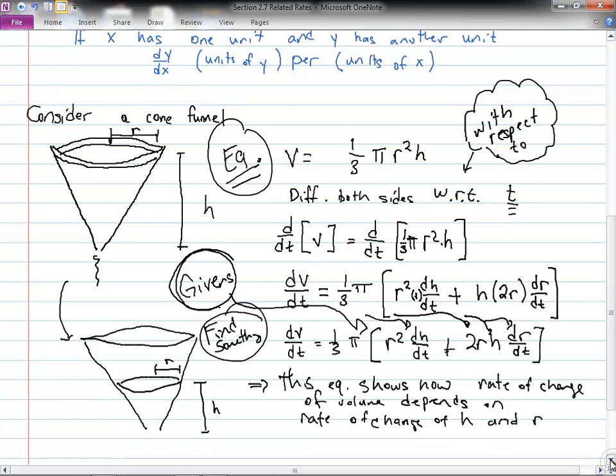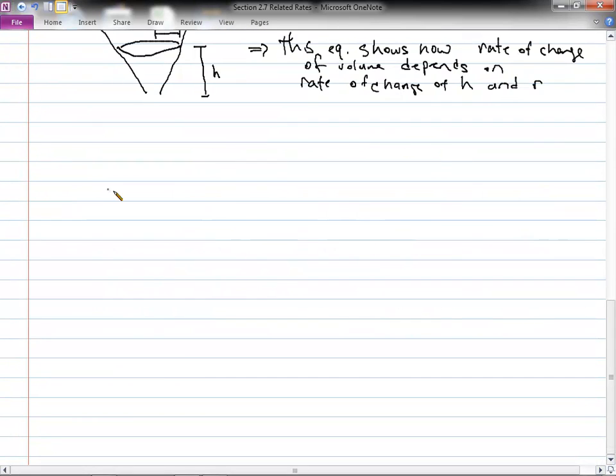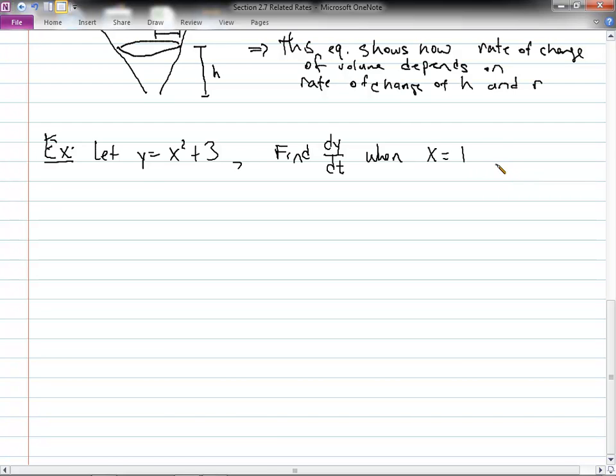Let's do one simple where I just give you the equation. So for example, let's say the problem is let y equals x squared plus 3. I want you to find dy/dt when x equals 1, given that dx/dt is 2 when x is 1.